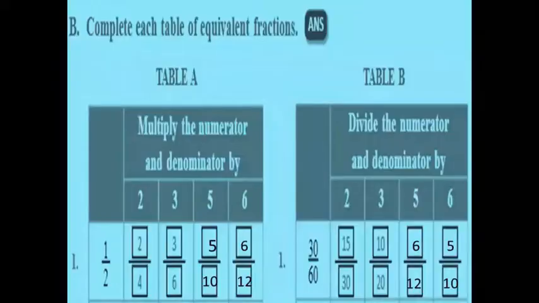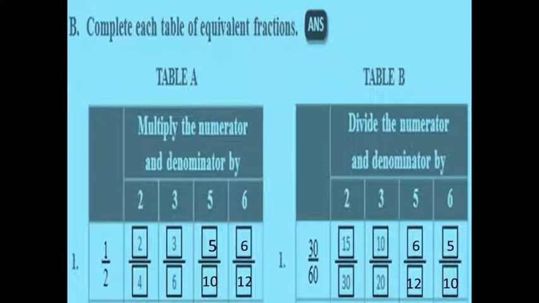Look at the next sum. Complete each table of equivalent fraction. So table A, you should multiply the numerator and the denominator by 2, 3, 5 and 6 for the given fraction. So what is the given fraction here? 1 by 2. So what you do, you will multiply 1 by 2 with 2 in the numerator and the denominator. So you get the answer as 2 by 4, and when you multiply it by 3 you get 3 by 6. When you multiply it by 5 you get 5 by 10, and when you multiply it by 6 you get 6 by 12.